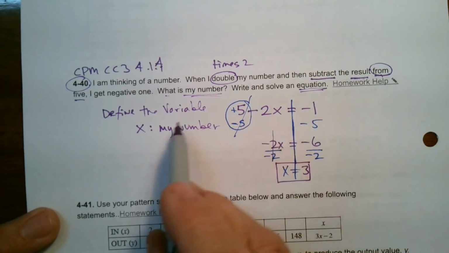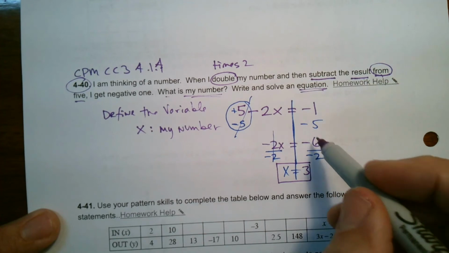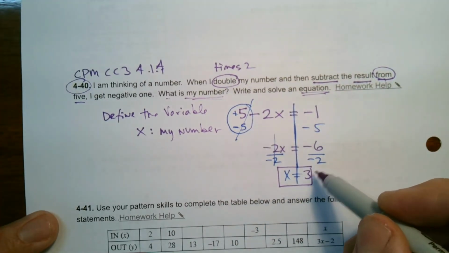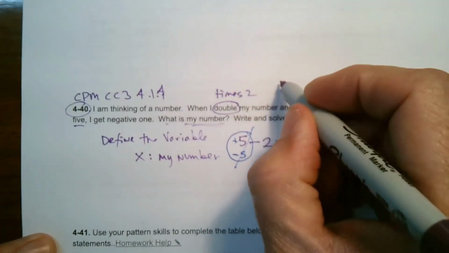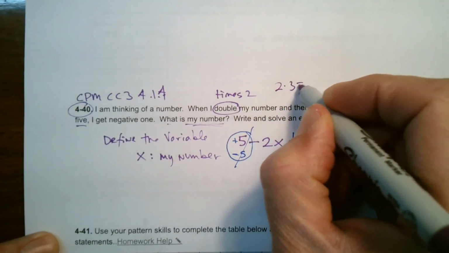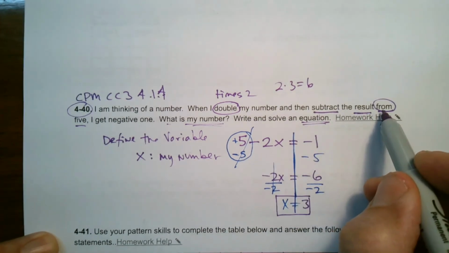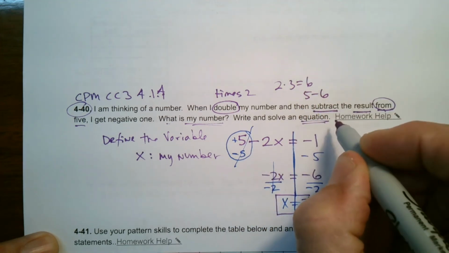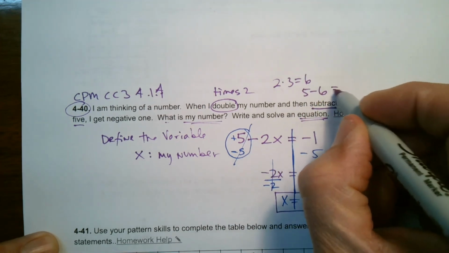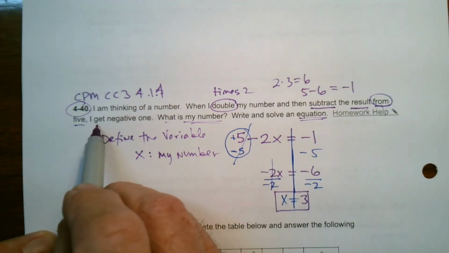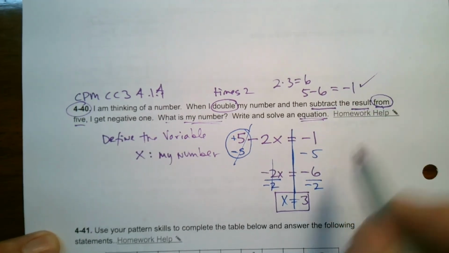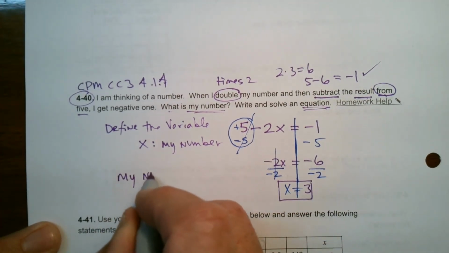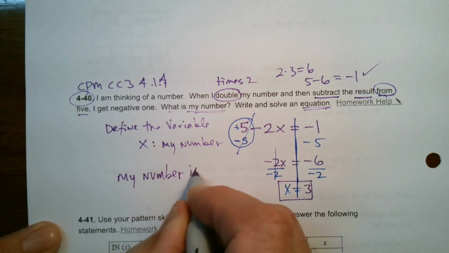So let's check it. My number should be 3. So is that true? If I double my number, well, double 3, this is me checking it. I'm going to double my number, so 2 times 3 is 6. Then subtract the result from 5. So I'm going to take that 6 and subtract it from 5. 5 minus 6 equals -1. And sure enough, it says I get -1, so it checks out. So my number is 3.